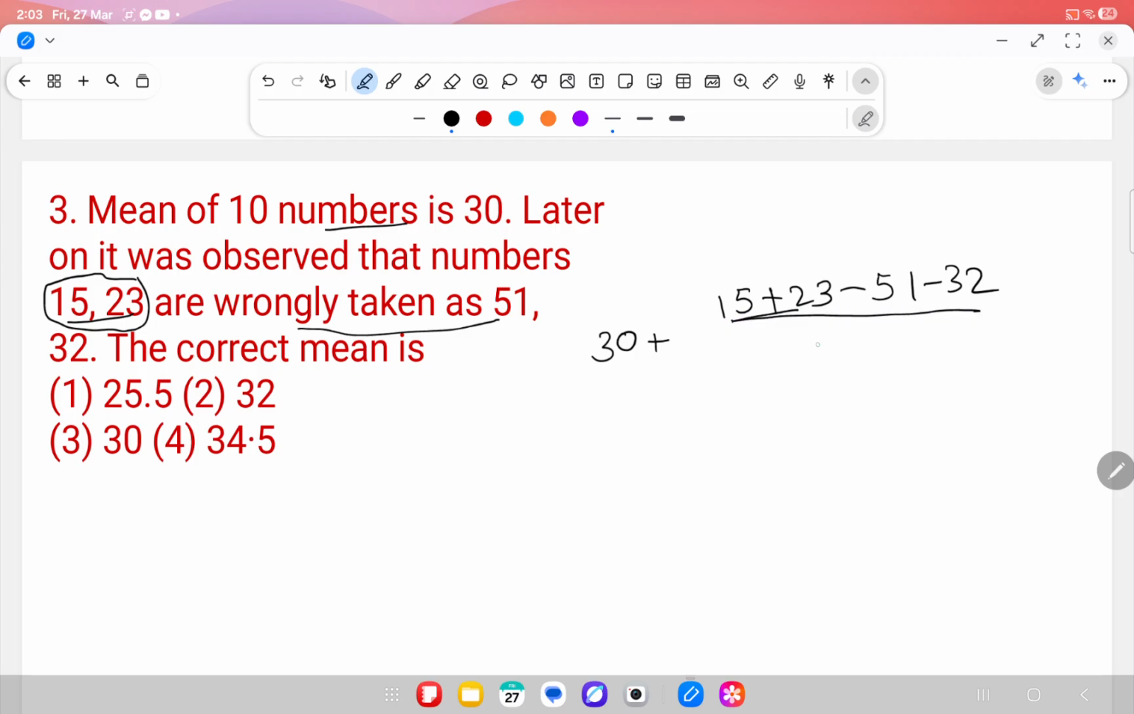Now this whole is divided by what? 10. So now 15 and 23 is 38, and 51 and 32 is 83. So the total change will be minus 45. So 30 minus 4.5, because 45 by 10 is 4.5. This gives 25.5.